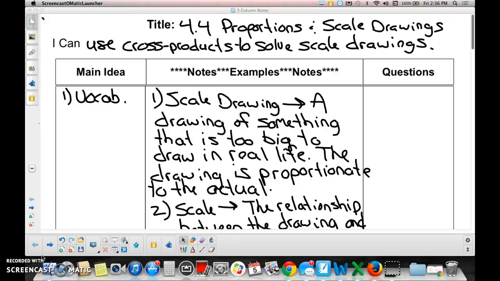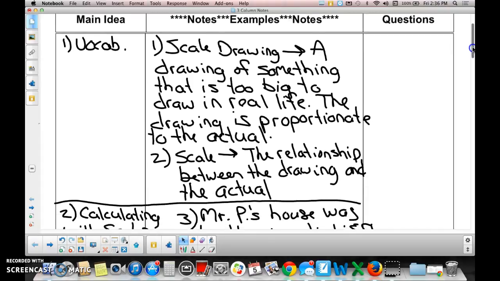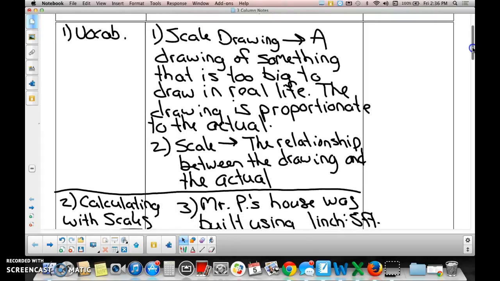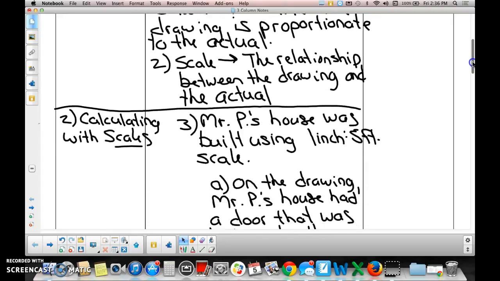Yes. Do you guys know what a scale drawing is? If you don't, read your notes. Do you guys know what a scale is? If you don't, read your notes, right? All right, so here it is. The bulk of the time is going to be spent right here.